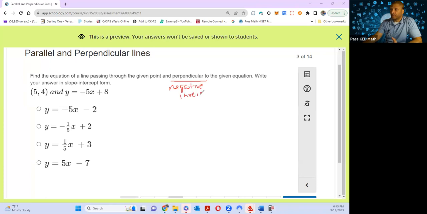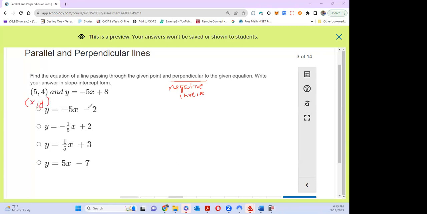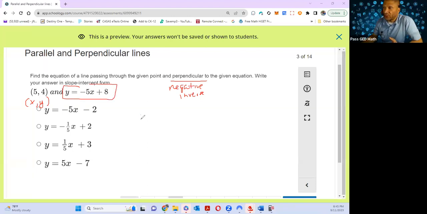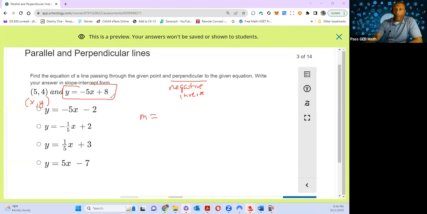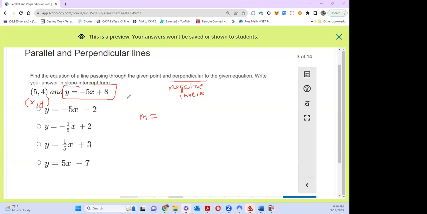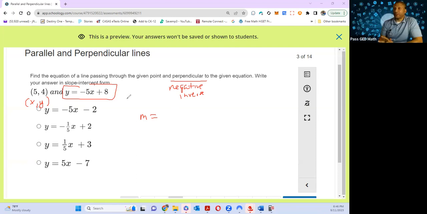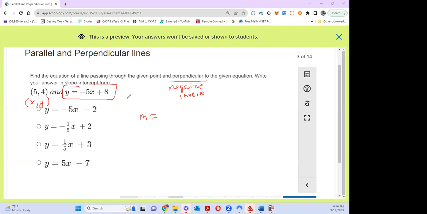We know we have a point. That's my x and my y. And we have an equation. What is the slope of this equation? Y equals negative 5x plus 8. What is the slope of this equation?